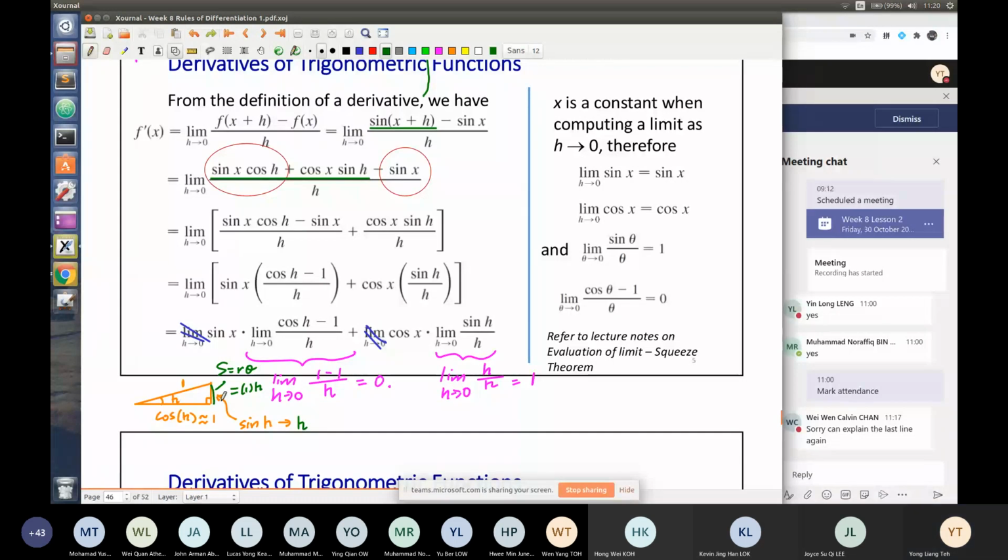So you have cosine h going to 1, so you have 1 minus 1 over h, but 1 minus 1 is 0. So 0 is here. Then sine h over h: since sine h goes to h when h is small, you have h over h, which is 1. So this is 1. Kevin, I assume you are fine with that?